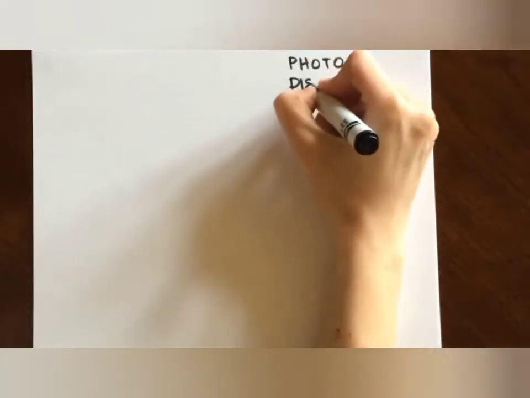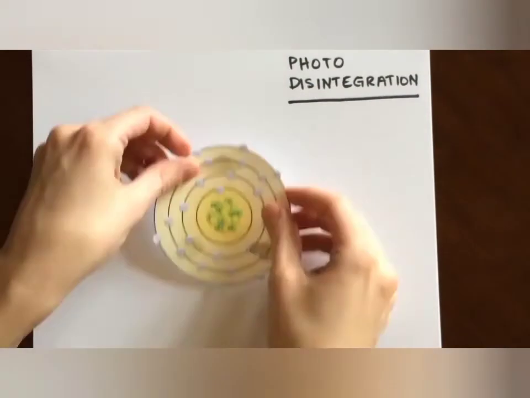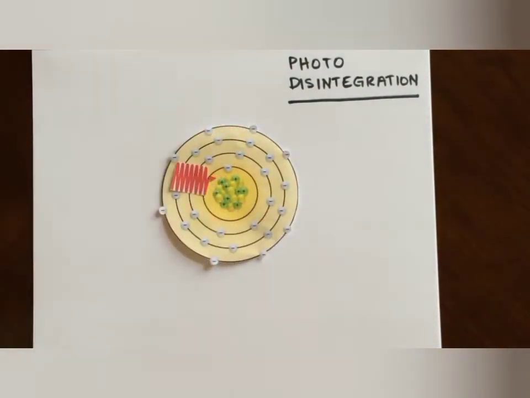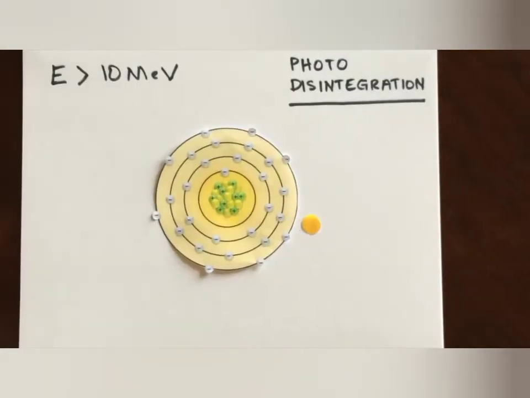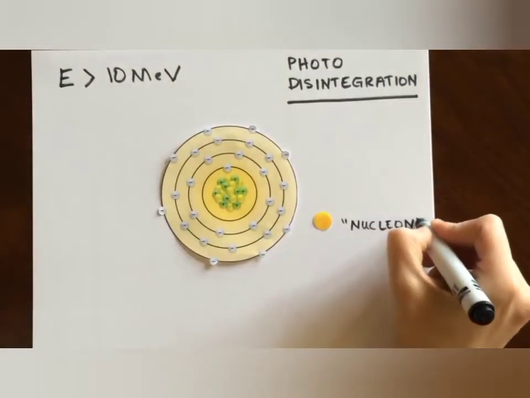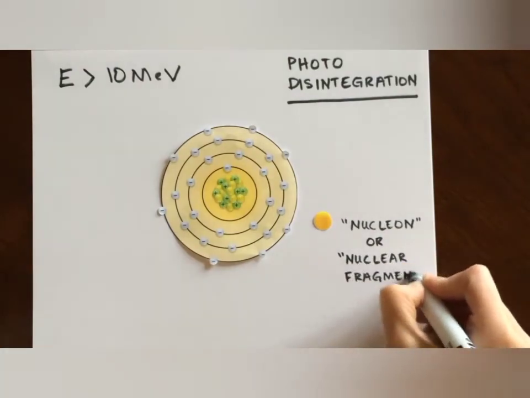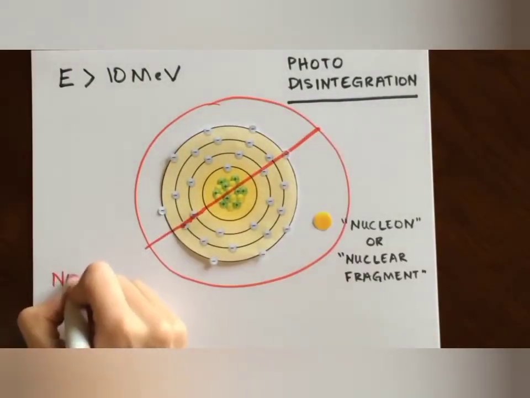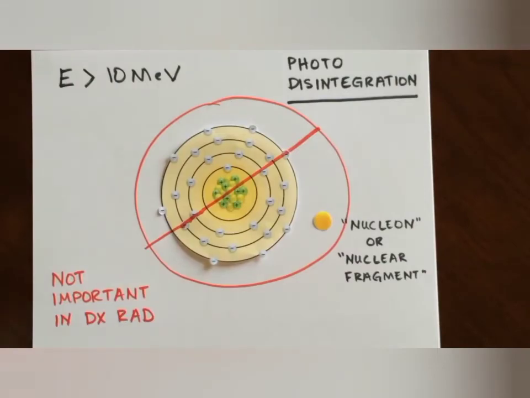In photodisintegration, an X-ray photon with energy above 10 megaelectronvolts escapes interaction with the electron shells and the nuclear field. The X-ray photon is completely absorbed by the nucleus. The nucleus is raised to an excited state and emits a nucleon or nuclear fragment. This type of interaction does not occur in diagnostic radiology.